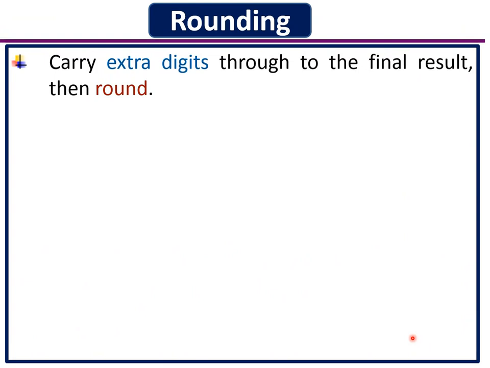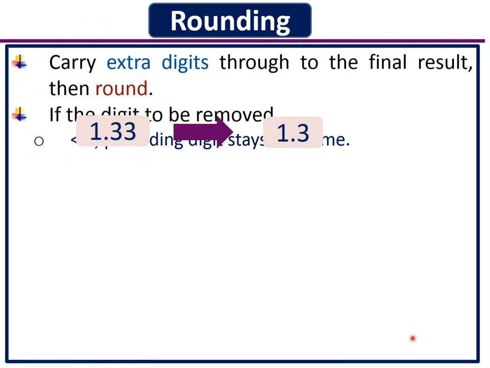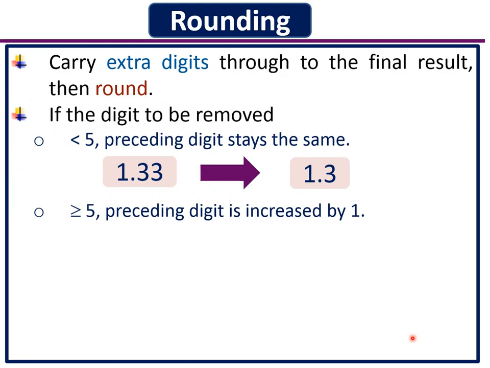To the final. Because sometimes you have mixed operations, mixed calculations, division plus addition or whatever. So it always advises you to carry the decimal points to the end of the calculation, and then round at the end. If the digit to be removed is less than 5, preceding digits stay the same, like this one. 1.33 will be 1.3. If it is higher or equal to 5, the preceding digit is increased by 1. This is one of the rules for rounding.